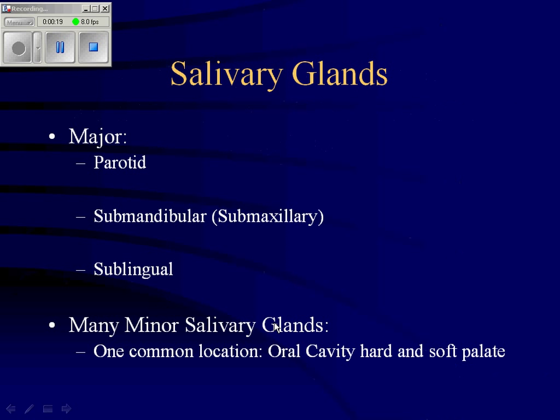So there are 3 major salivary glands, the parotid, the submandibular, and the sublingual. And then there are a variety of minor salivary glands, little islands of salivary gland tissue throughout the oral cavity. Quite a few up in the soft palate behind the hard palate, and a couple that are actually adjacent to the hard palate.